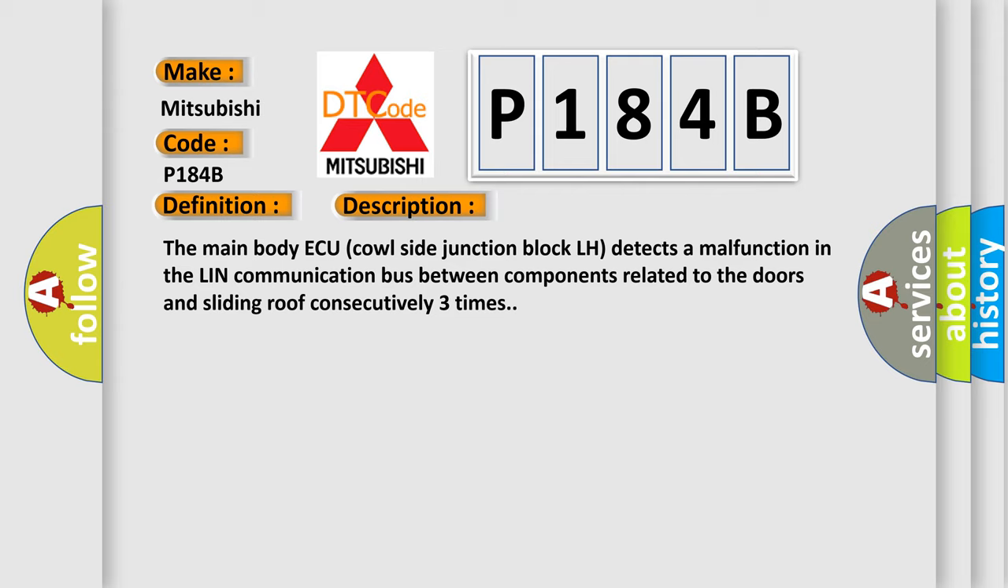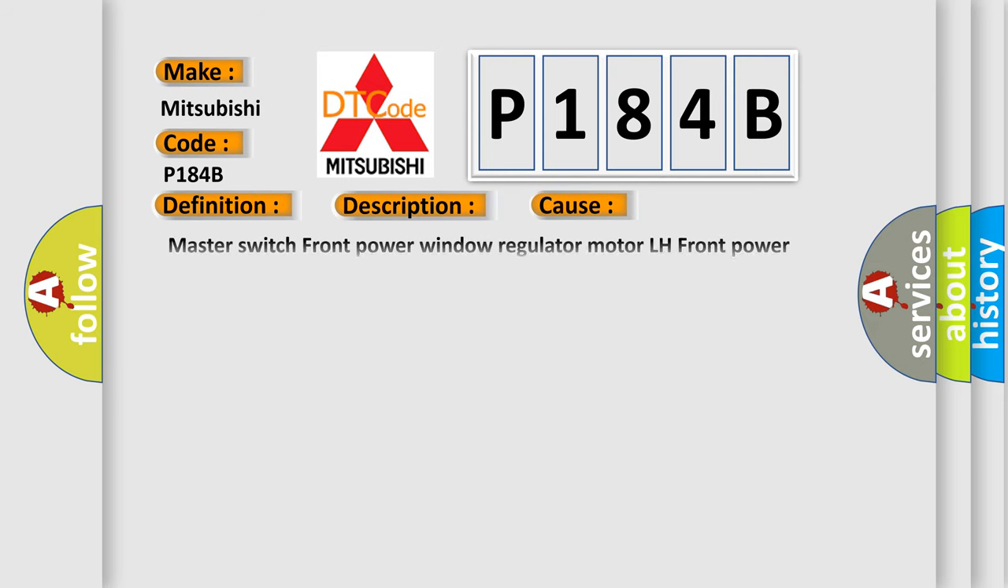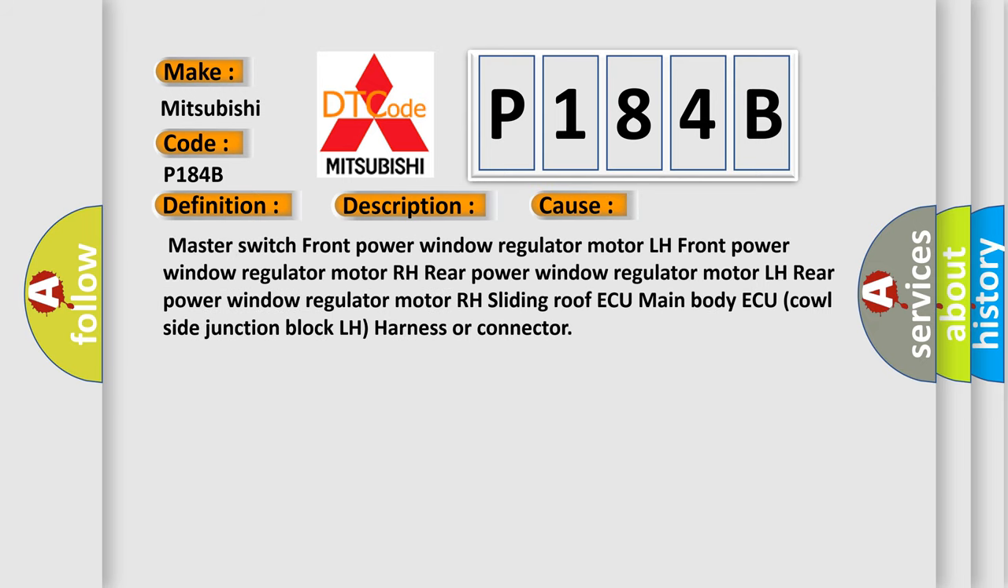This diagnostic error occurs most often in these cases: master switch, front power window regulator motor LH, front power window regulator motor RH, rear power window regulator motor LH, rear power window regulator motor RH, sliding roof ECU, main body ECU, cowl side junction block LH, harness or connector.